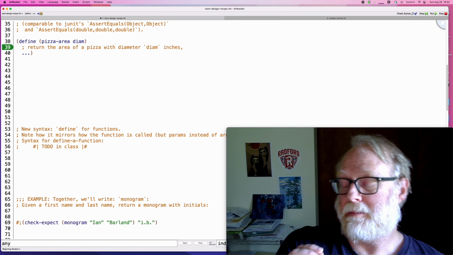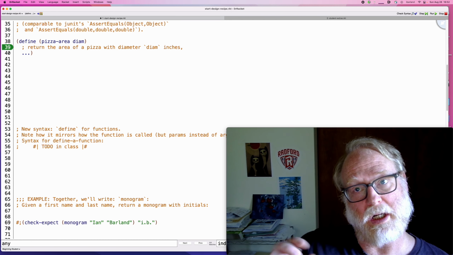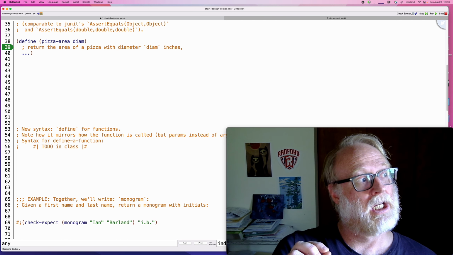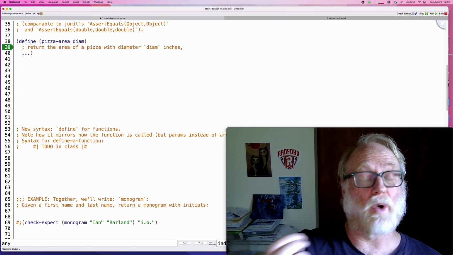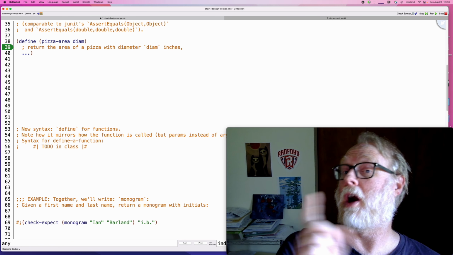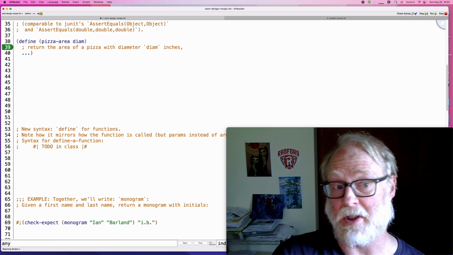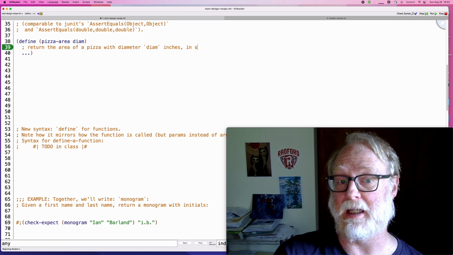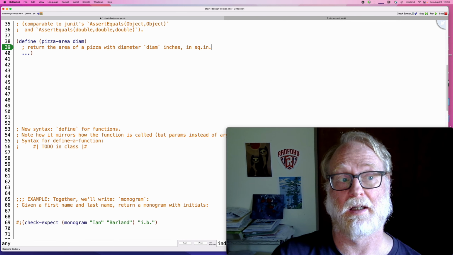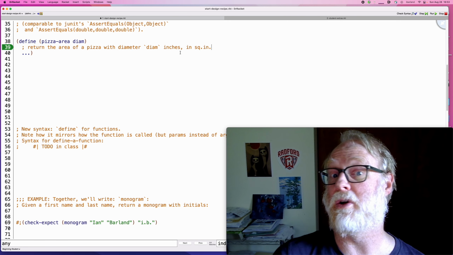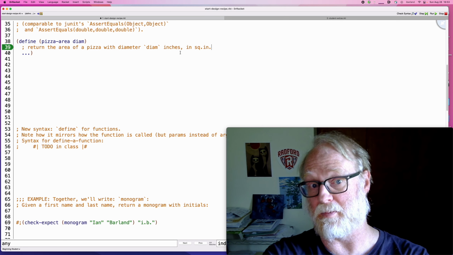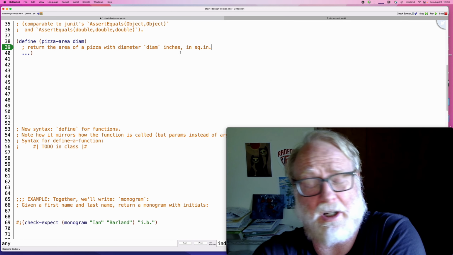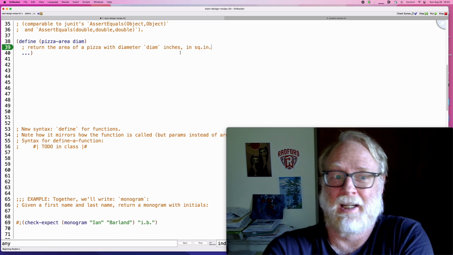Here's another tip, especially when you're working with real-world numbers: what are the units associated with them? If there are units associated, then let me know. So I'll say this is the diameter in inches, and I'm going to return the area in square inches. So let me know the types of what's coming in and what's going out. And that should be mentioned somewhere. It shouldn't just be in your head invisibly.